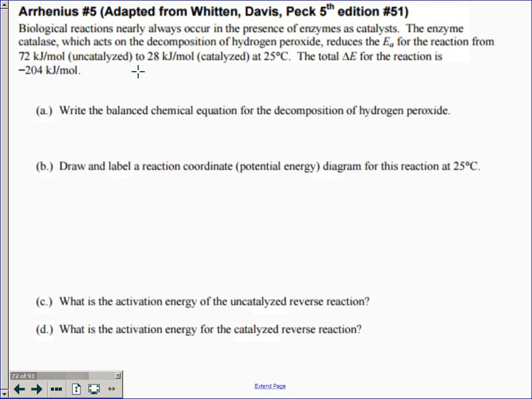Before we talk about the equation, though, I want you to graph this. So this has a relationship to activation energy, but I want you to be able to do it graphically. So I'm going to read this to you, write down the details you need, and let's see what you get.